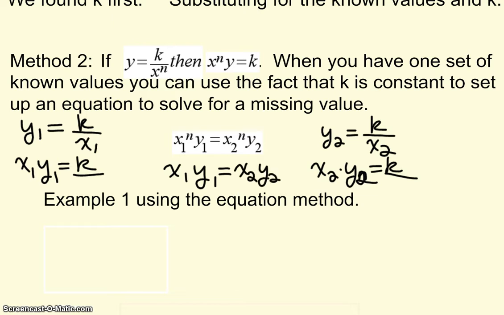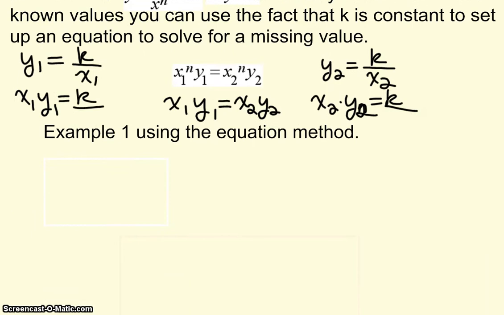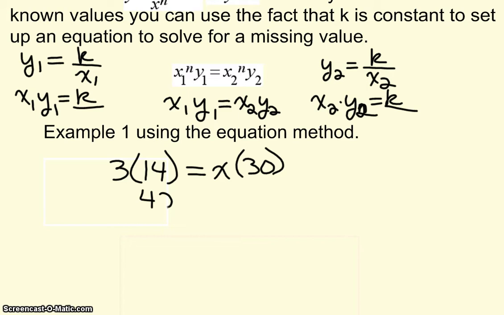Now solving the exact same problem using this method, we knew that when x was 3, y was 14, so 3 times 14 equaled x, which we didn't know, times 30. Notice this time we're just not finding the value of k first. So we get 42 equals 30x, and we still get x equals 1.4.